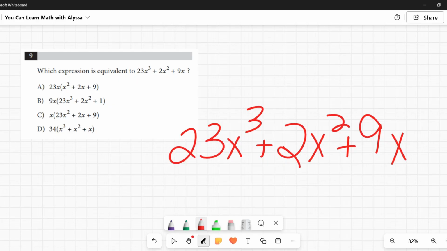So that one's done. Can we pull out a variable? Well, we've got an x cubed, x squared, and an x. Yes. So they all share at least one x. So I can do that.